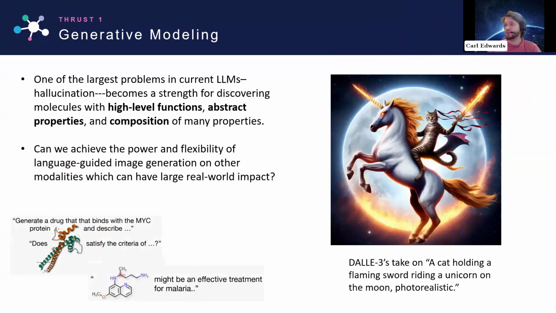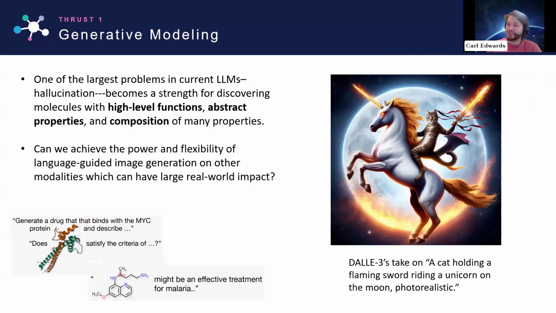This has become quite a popular paradigm in general natural language processing in the last couple of years. But the really interesting thing here is that a big so-called problem with current language models, hallucination, is actually a strength when we want to discover new molecules. In particular, the focus there is on high-level functions, abstract properties, and composition of many properties.